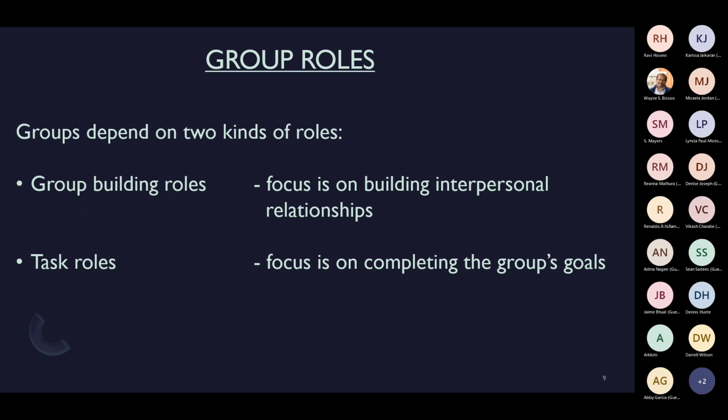We will now look at group roles in a little more detail. Individuals engage in communication patterns that may signal the roles they are adopting in a group. Groups depend on two kinds of roles: the group building roles and the task roles. The group building roles are actions that focus on the group as people, including the relationships among members. The task roles focus on accomplishing the purpose of the group, including giving information and opinions and moving the group along on tasks by summarizing and by using various decision-making techniques or strategies.